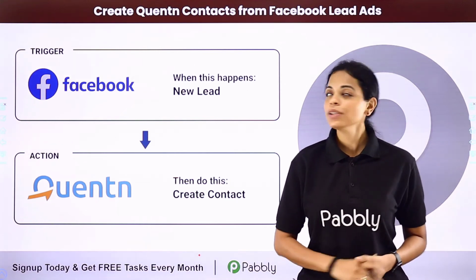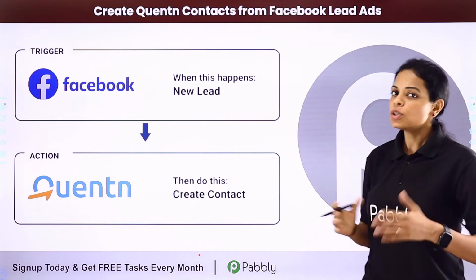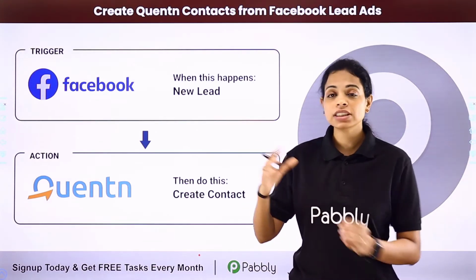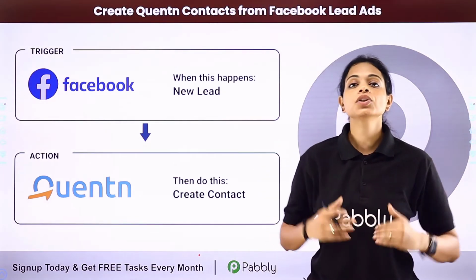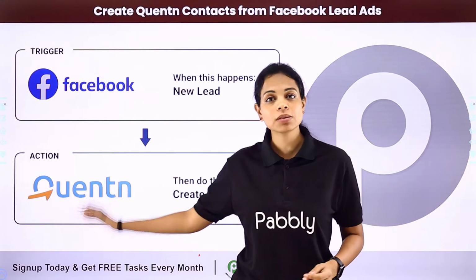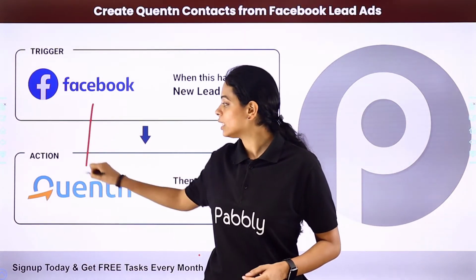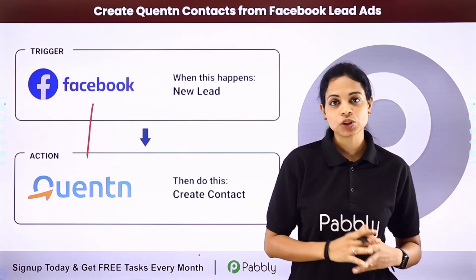In this video, we are going to see how to create Quentn contacts from Facebook lead ads. So let's say you're using Facebook lead ads to promote your business, and every time you receive a new lead, you want to create a new contact on Quentn, which is a marketing automation tool with those contact details. Now, how can you do that? For this, you will have to integrate these two applications, and the same can be done using Pabbly Connect software.